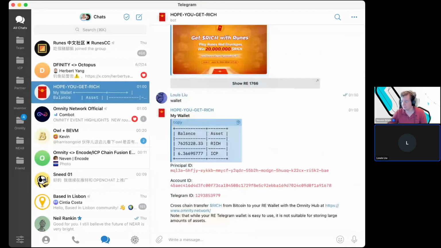So here's my balance. I have quite a lot of Rich and some ICP in this wallet. Here is my custodian wallet's principal ID, account ID, and my Telegram ID. So I can directly transfer some runes or ICP from this window. Let's say I transfer it to my own wallet.